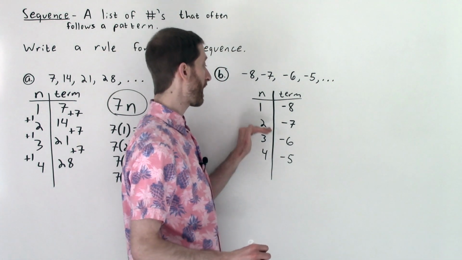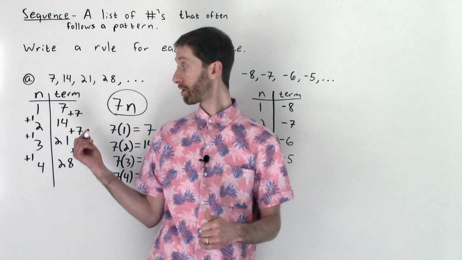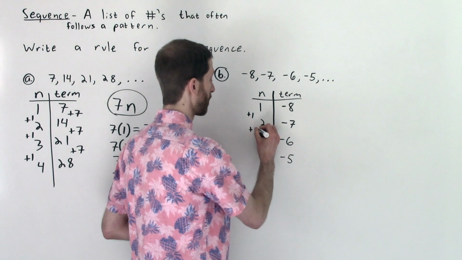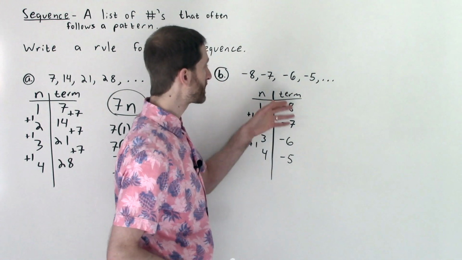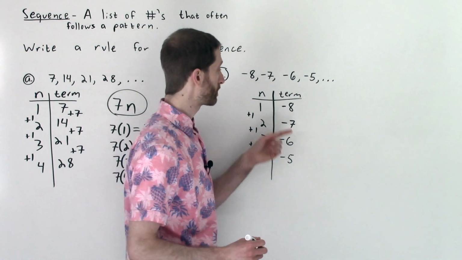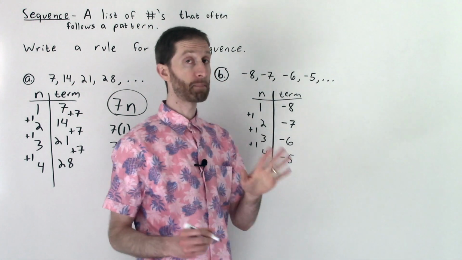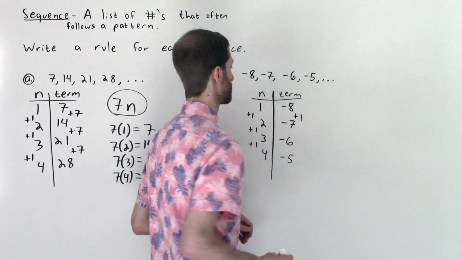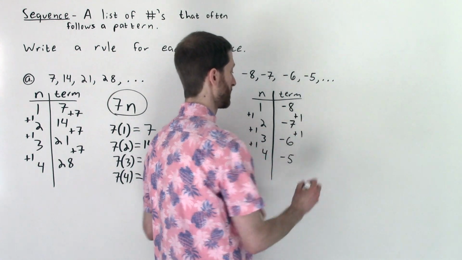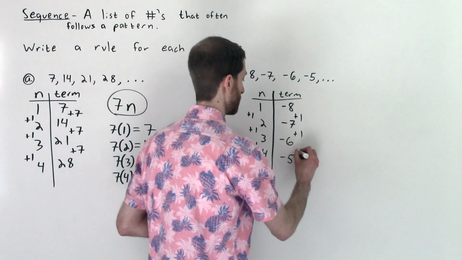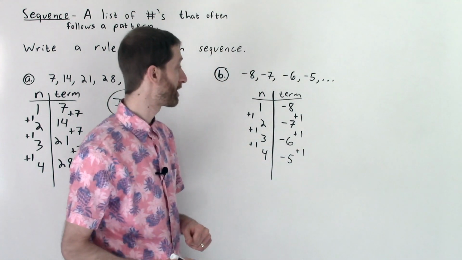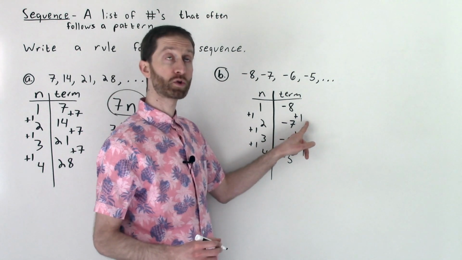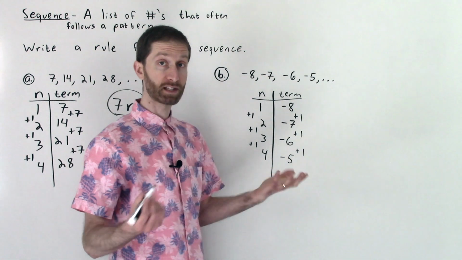Now, since we have those 4 terms, let's again, like we did over here, look at the pattern between the n values. Well, the n values, no surprise, they're going to go up by 1 each time. What's happening with the term values? Well, to go from -8 to -7, be careful here, we're actually going up 1. So we go up 1 each time, and then again, negative 7 plus 1 is negative 6. Negative 6 plus 1 is negative 5.